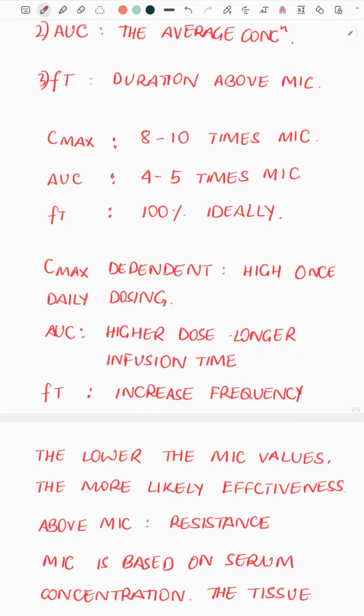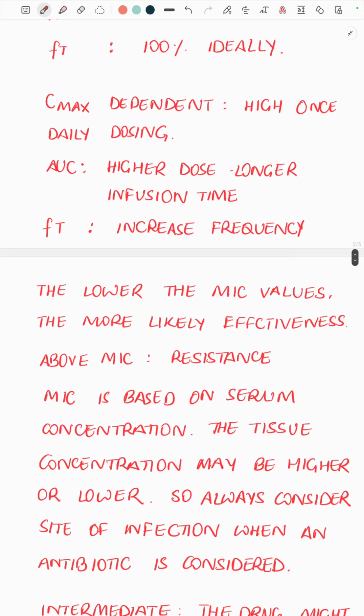For antibiotics whose efficacy is dependent on the CMAX, we generally give a high dose once daily, like an aminoglycoside. And for those which are dependent on AUC, we give a longer infusion time. We dose them more frequently. And when the MICs are high, or even for resistance, we have the option of using a higher dose because this will achieve a higher AUC level. And for keeping them above the MIC for a greater period of time, we increase the frequency of administration.